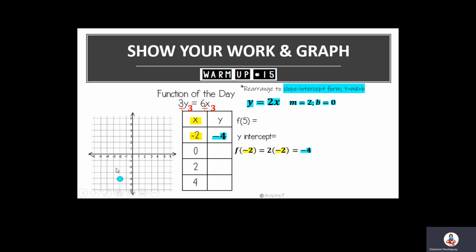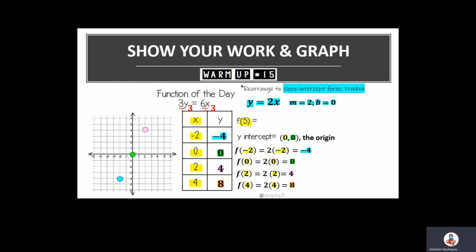Make sure you are graphing these functions. If you don't have the graph, you don't get full credit. I'm going to plug in 0 for x. Well, anything times 0 is going to be 0. So my y-intercept is 0, 0, which is the origin, and I plot my point. When I plug in 2 for x, 2 times 2 is 4. There's my point.